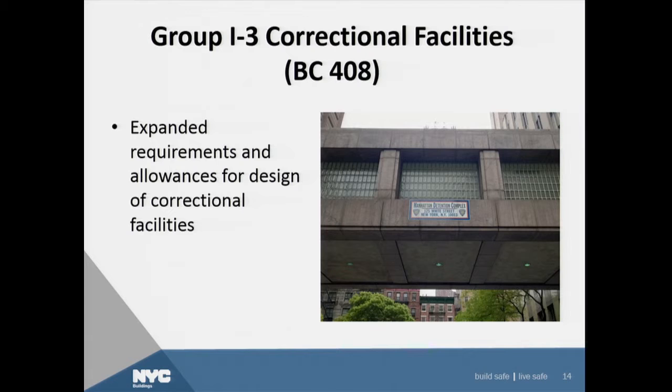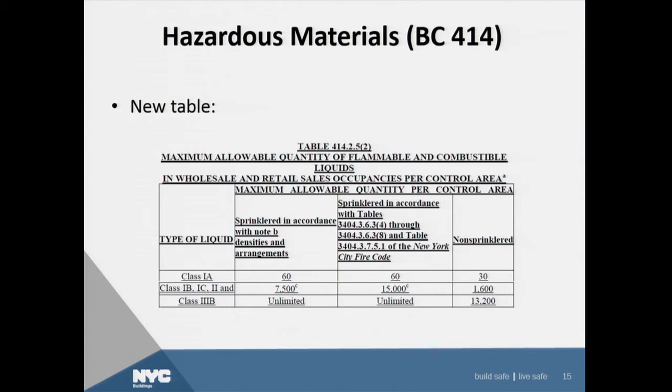All right, correctional facilities. For those of you who are interested in this, we are expanding requirements for correctional design. Essentially, things like guard towers, you can use a ladder for egress and things of that nature. So we are expanding on that. Hazardous materials, this is essentially a reorganization of the material that we had before for hazardous materials, and we created a new table. Again, for those people who deal with industrial facilities.